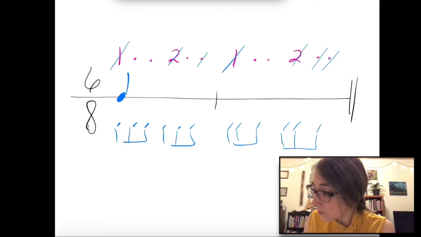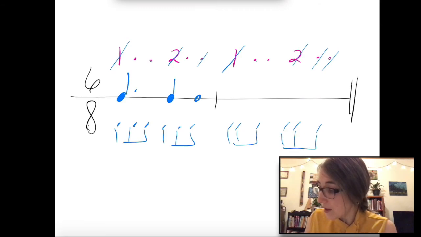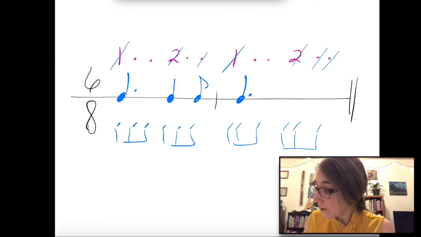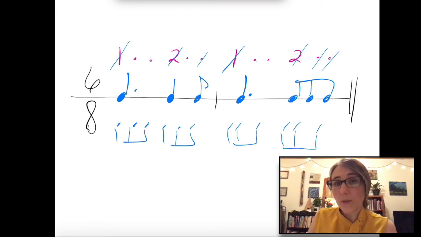So two eighth notes. Sorry, I need to add a dot on that. Two eighth notes would be a quarter, and this would be an eighth, right? Two eighth notes and then an eighth. And then I heard something that lasted all three, so that's going to be a dotted quarter. And then I heard something that hit on all three eighth notes, so that's gonna be like that.